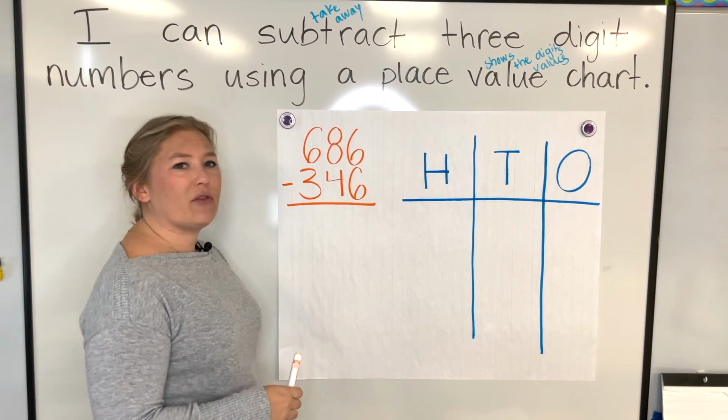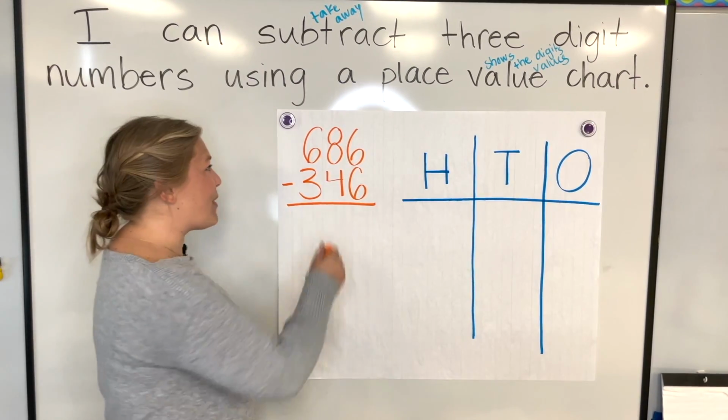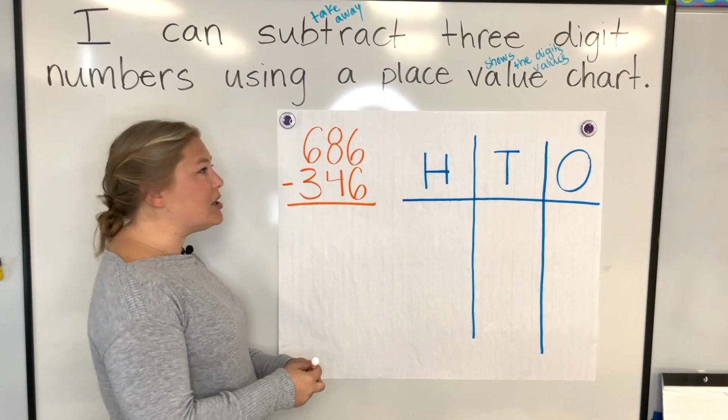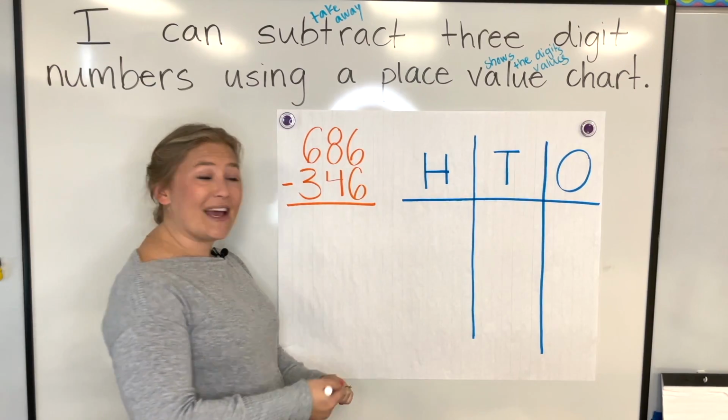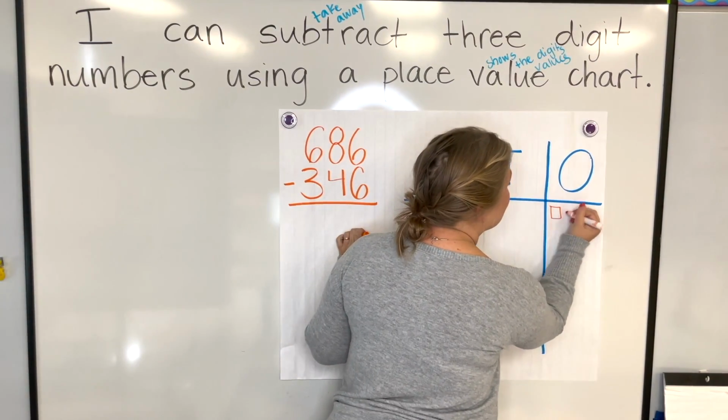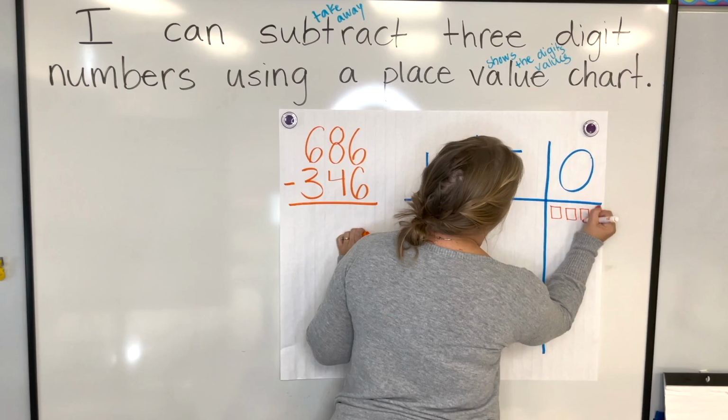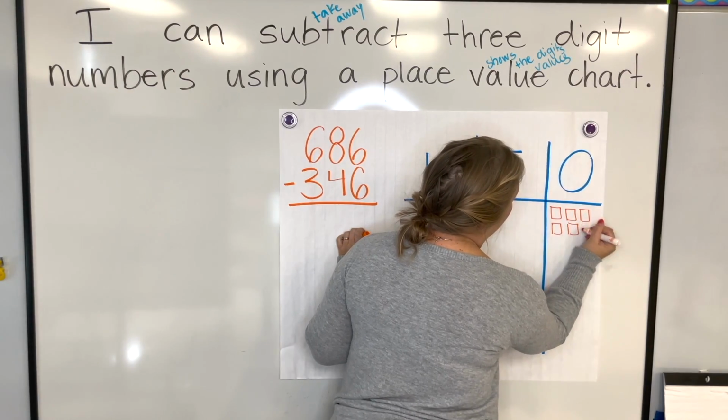Which number are we going to put in the chart today? That's right, our bigger one or our top number, 686. Starting in our ones column, there's a 6. So let's put 6 ones in the ones column. 3, 4, 5, 6.